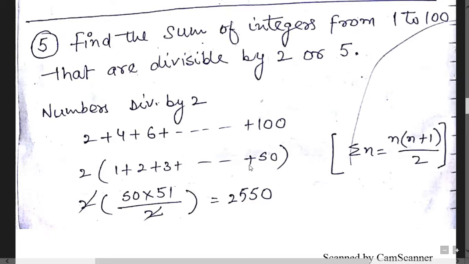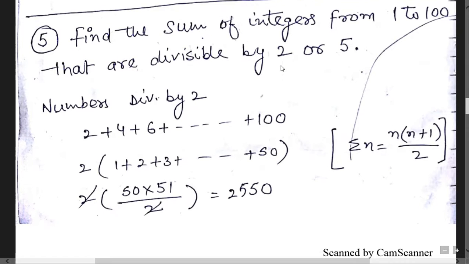When I insert n equal to 50, I can find the sum of 50 terms starting from 1. It's 50 into 51 divided by 2. The 2s cancel with each other. 50 into 51, it's 2550. These are the terms which are divisible by 2.